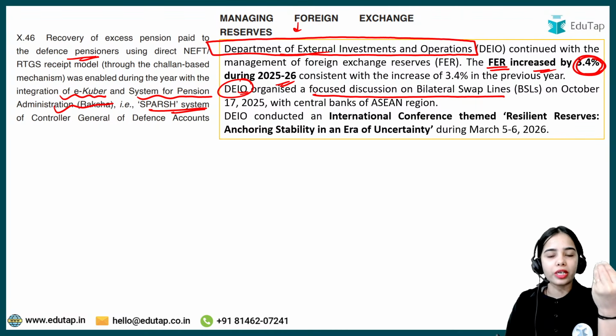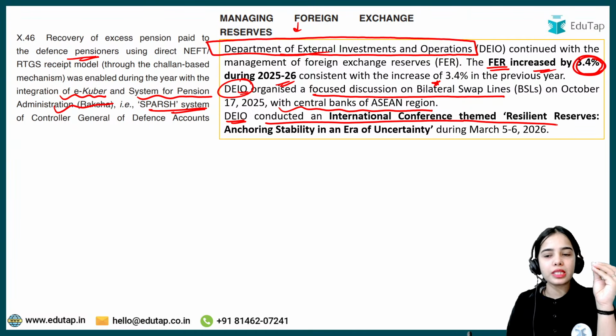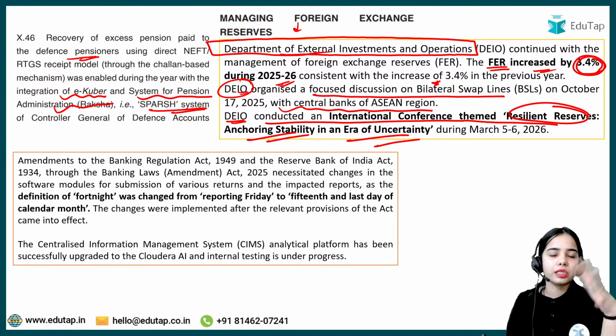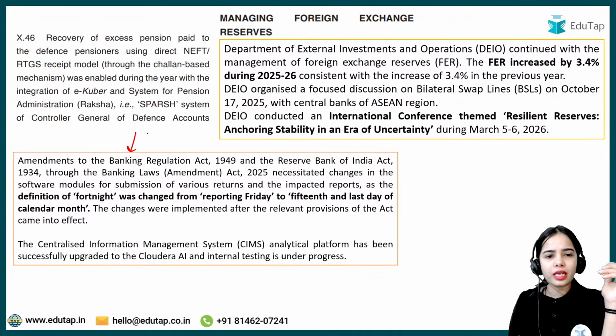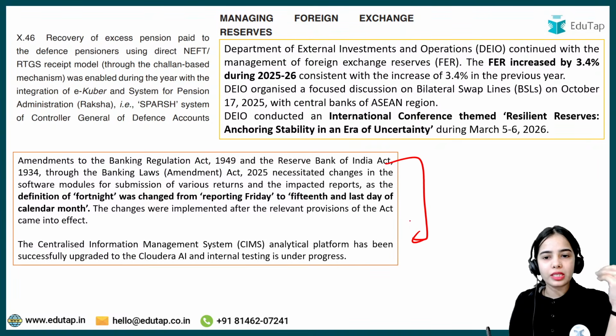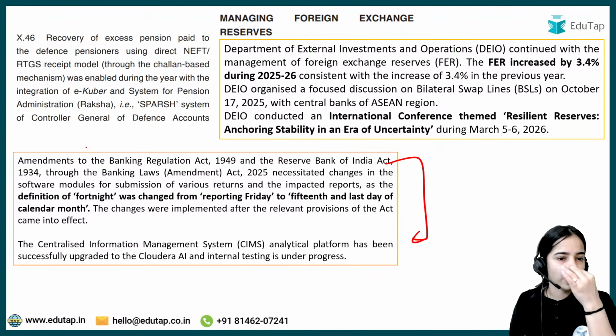This department organized a focused discussion on the bilateral swap lines with central banks of the ASEAN region. The department also conducted an international conference themed Resilient Reserves: Anchoring Stability in an Era of Uncertainty. Now, for foreign exchange reserves, this is the era of uncertainty; through this, you can remember it. Next, after the Department of External Investments and Operations, there is DEPR, there is DISM, there is also statistics and some other departments. Basically, these are the important points that I found. This is what you have to focus on.